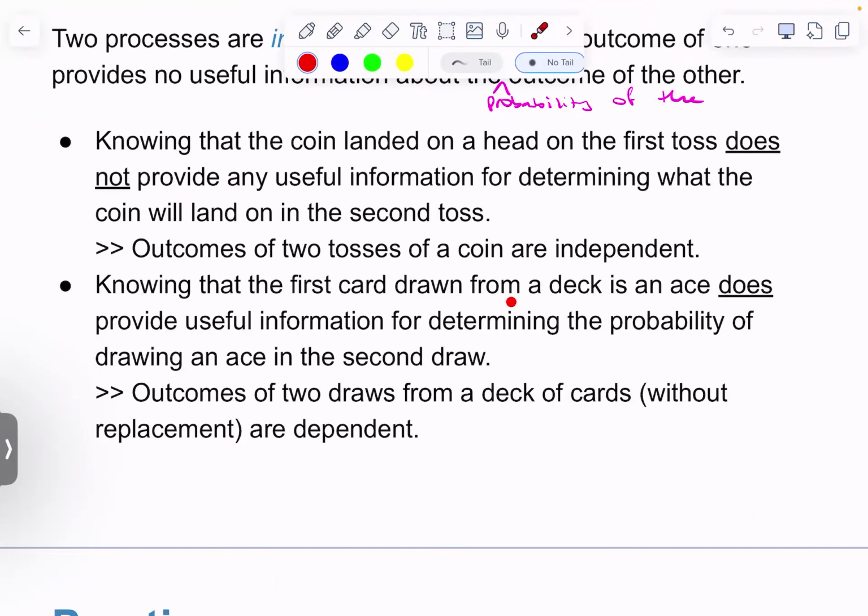Knowing that the first card drawn from a deck is an ace does give us useful information for the probability of drawing an ace in the second draw, because now you have to adjust the probability. For the first card, the probability of drawing an ace would be 4 in 52. Then you've removed an ace, and now you only have 51 cards left, so you have 3 aces left out of 51 cards. Okay? So let's write that out here.